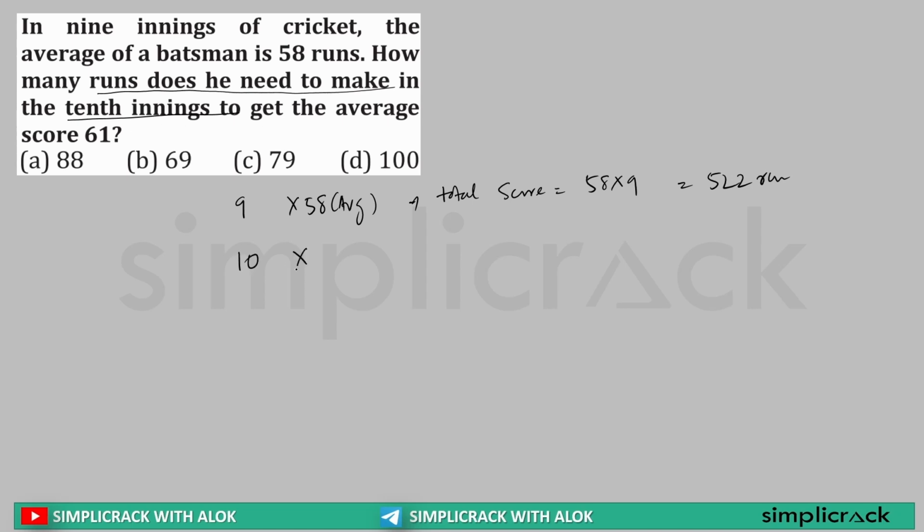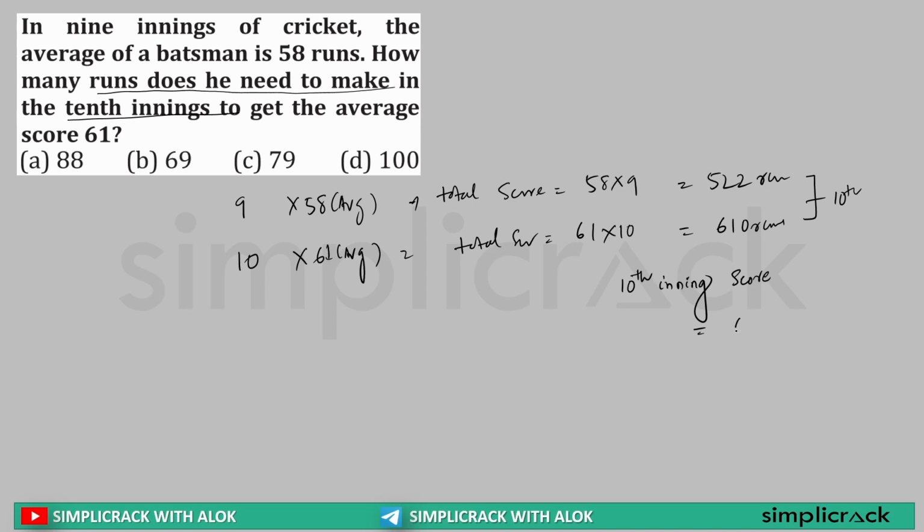Sir, in 10 innings, his average is what, sir? 61. This is his new average. So he made a total score of what? 61 into 10, that is equal to 610 runs. So what is the additional run he has made in the 10th innings? The 10th innings score is equal to 610 minus 522. 522 plus 8 is 530, 530 plus 80 is 610. So the value is 88. So the value of the 10th innings is 88.